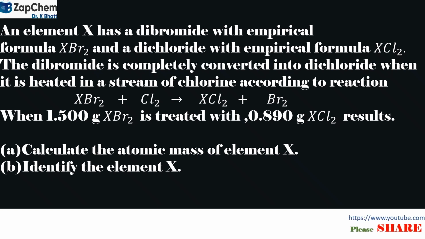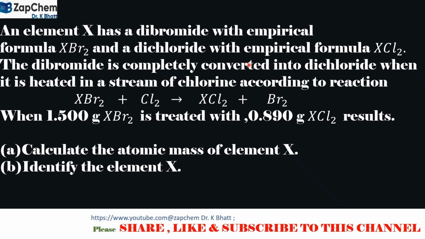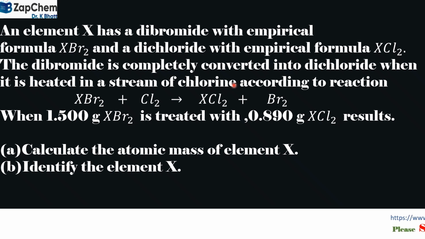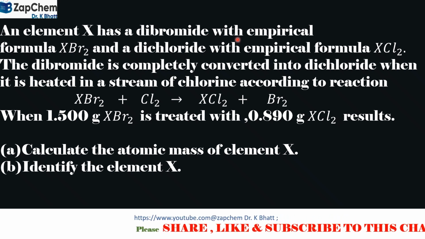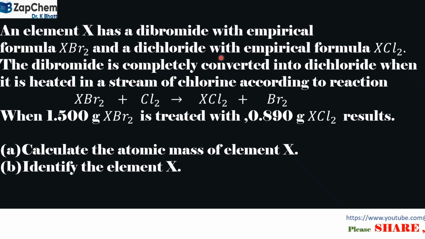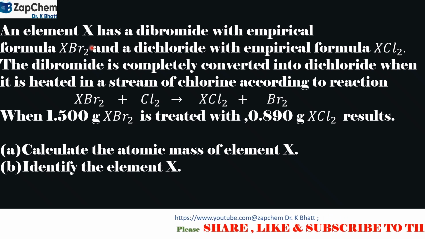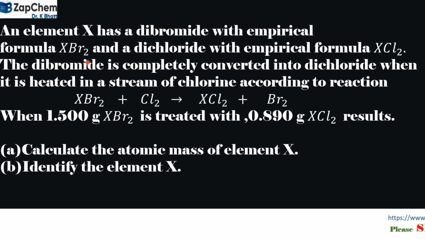Here is an important question relating to stoichiometric calculations of an inorganic reaction. The question is: an element X has a dibromide with empirical formula XBr2 and a dichloride with empirical formula XCl2. Two compounds are given, XBr2 and XCl2, both dibromide and dichloride.